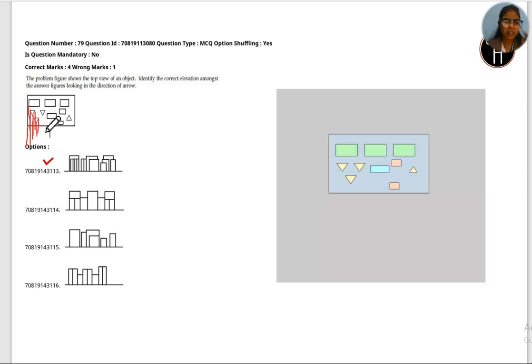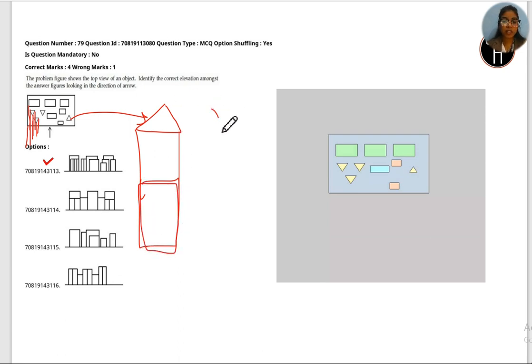But please keep in mind what is placed in the front and what is placed at the back. Suppose you talk about this triangle. In elevation, you will get to see these two sides, somewhat like this. But now flip this triangle and draw its elevation. You will get to see three lines: one, two, and three. Here you will get to see only two lines.